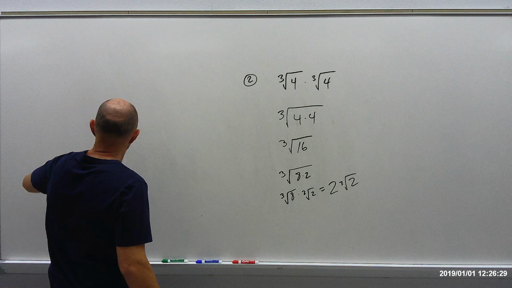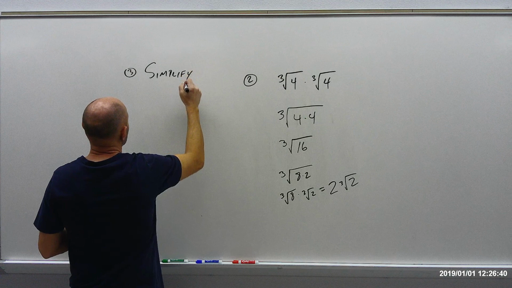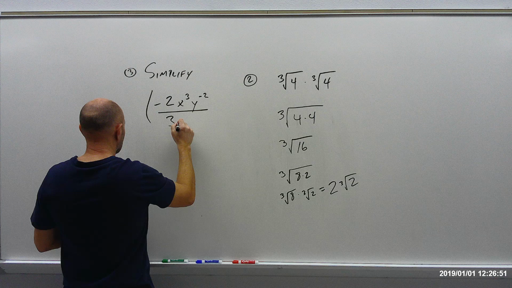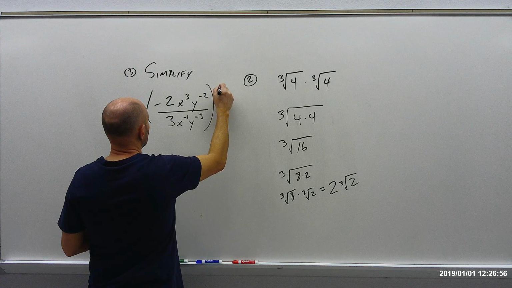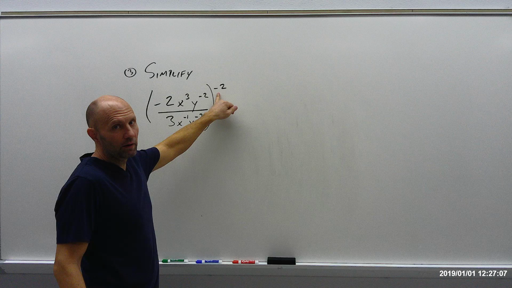And number 3, the third problem we had was our exponent problem. We want to simplify, and we're given negative 2, x to the third, y to the negative 2, all over 3, x to the negative first, y to the negative 3, all to the negative 2 power. So there's a few ways we can go about this. The way that I like to begin is to get rid of this negative on the outside.